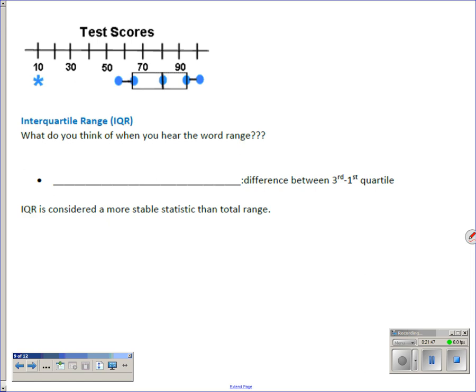Whenever we do this in the calculator, the calculator won't find the IQR, but it will create the box and whisker plot for us. If I want to find the interquartile range, which is our second measure of spread, all you have to do is literally take the range of the inner parts. Okay, so you're going to take your Q1 value and your Q3 value and subtract. IQR is the difference between the third and the first quartile. Okay, it is considered a more stable statistic than the total range.